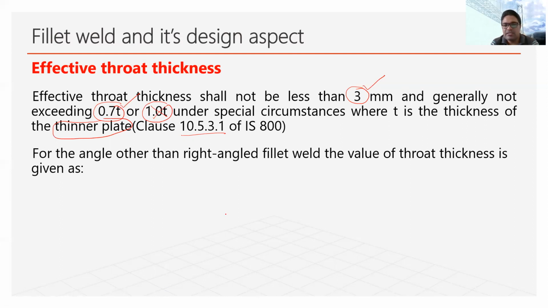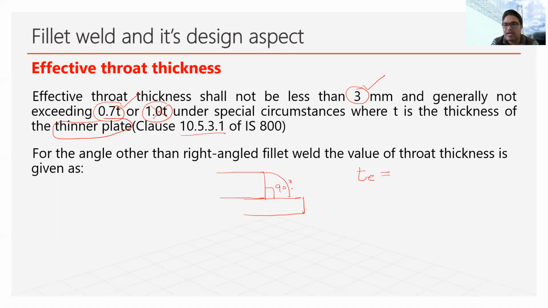Now we have seen that in the fillet weld, generally what happens is, when fillet weld takes place like this, the angle between the surfaces is generally 90 degree, but it may not be the case always. This angle may be changed, it may be less than 90 degree, it may be more than 90 degree. In that case, how do we calculate the throat thickness?